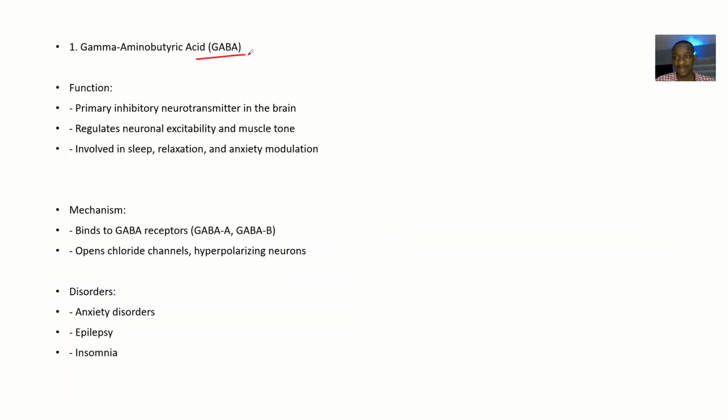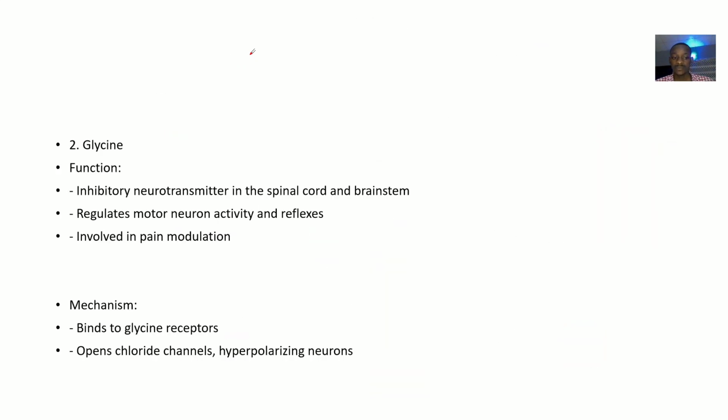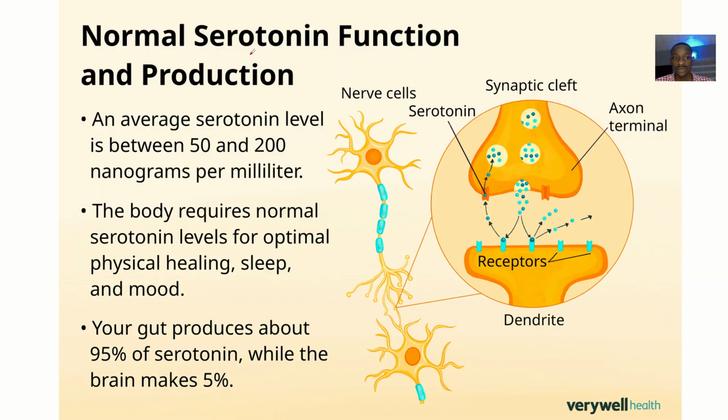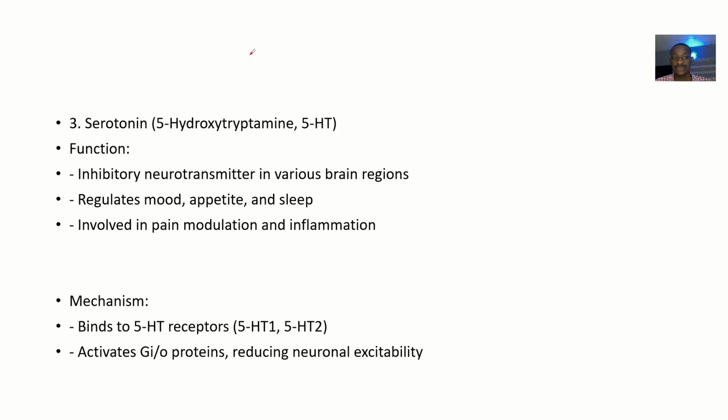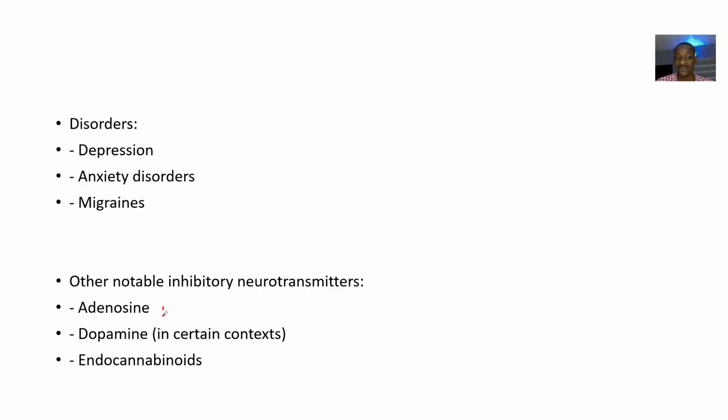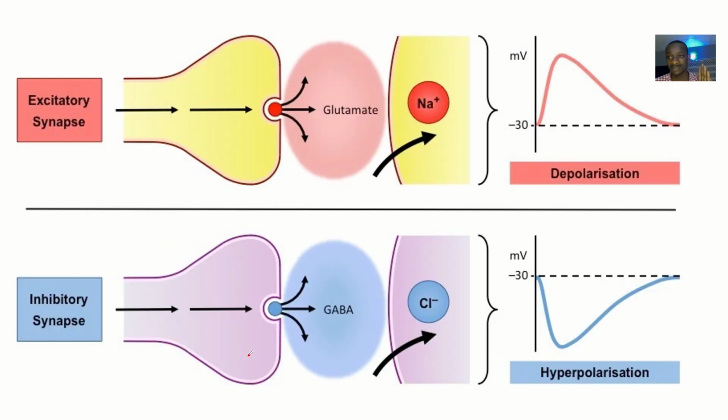Examples include GABA, that's gamma-aminobutyric acid. The other one is glycine, all right? Other examples include serotonin. Then other examples include things like adenosine, dopamine, and the endocannabinoids. All right, so that's just a list, right?